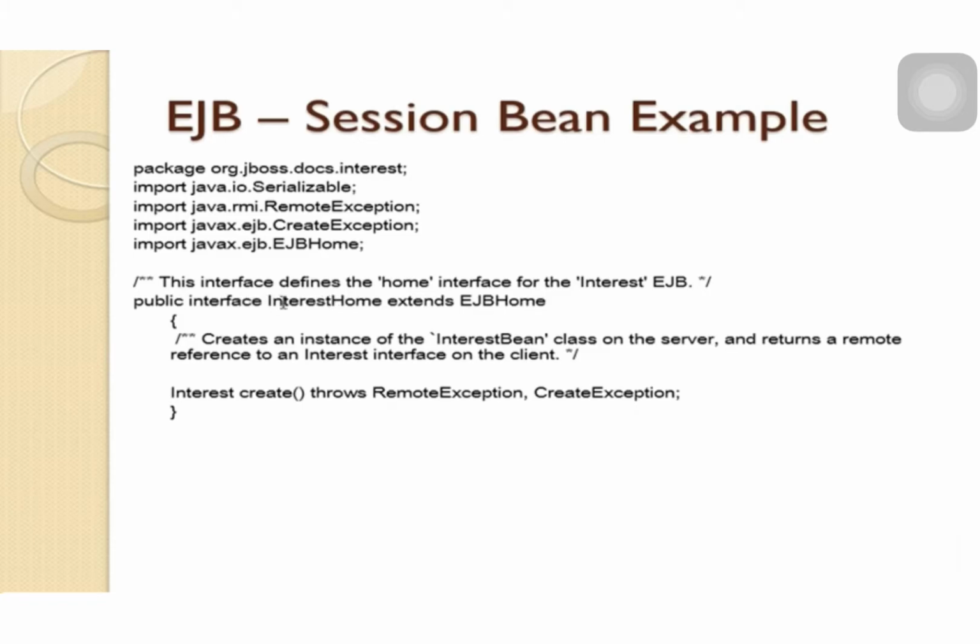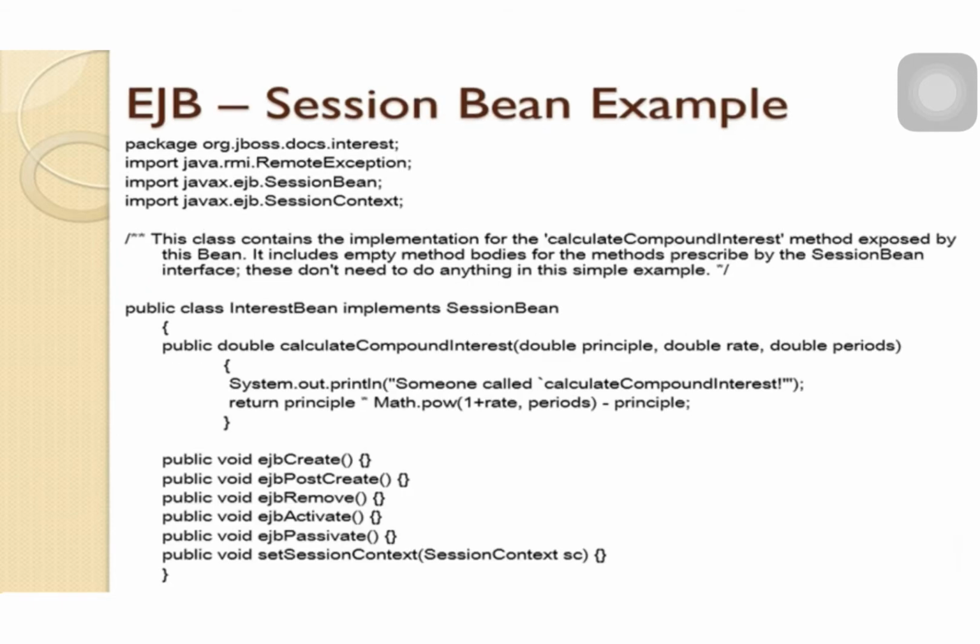This is the interface home, which just extends EJBHome, right? Just extends home. This is a bean class, which just implements the session bean. Now we just write the bean logic here. System.out means print out something, then return something. So this is the actual business process.